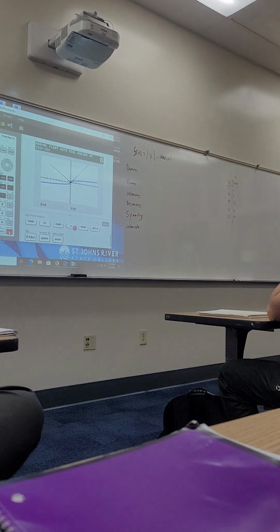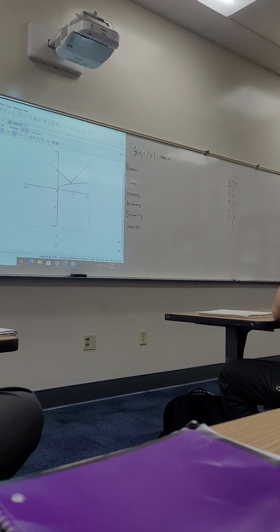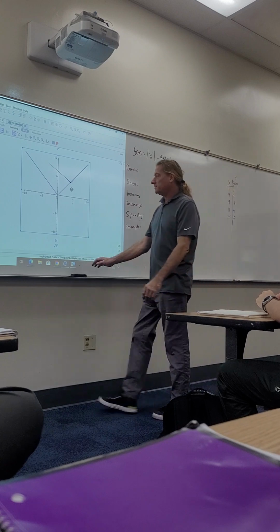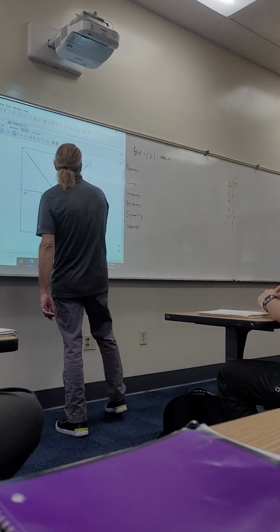Let's take a look at what it looks like here. I'll go back to my other software. Absolute value x. Let's do it on here, and then we'll get rid of this one. And you see what I mean? It makes that nice V function, right? And as you said, it's well known as the V.